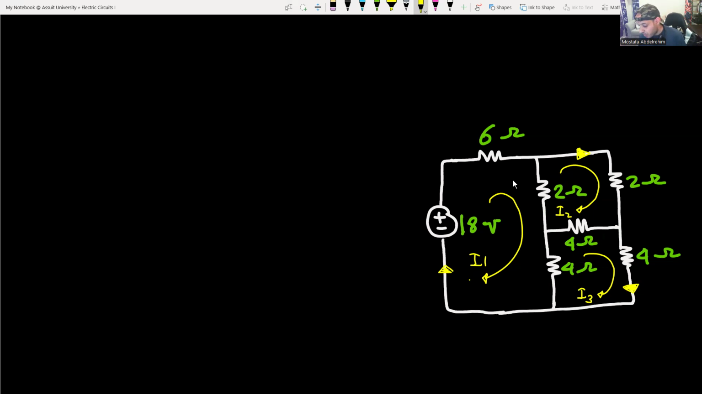We found the meshes and assigned currents for them, all in the same direction, clockwise. Now we should apply KVL, Kirchhoff voltage law. Some people call it Kirchhoff, I don't like this, so I'm gonna call him Kirchhoff. So let's apply KVL here, okay? Just like what we did before in our basics when we learned about Kirchhoff voltage law, we're gonna apply exactly the same.